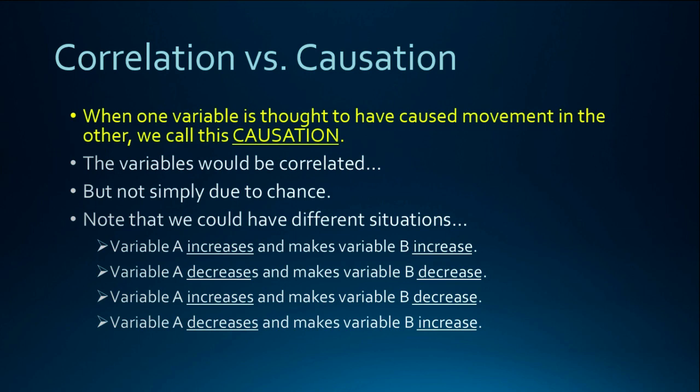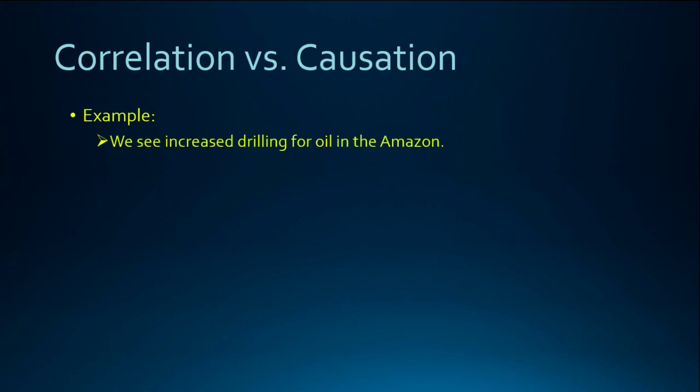So we want to make sure we understand the distinction between correlation, because it could be spurious, and whether or not we really have causation. So here's an example. We see increased drilling for oil in the Amazon. If we track this over time, we've seen the amount of drilling go up. We've also seen increased water pollution in the Amazon.